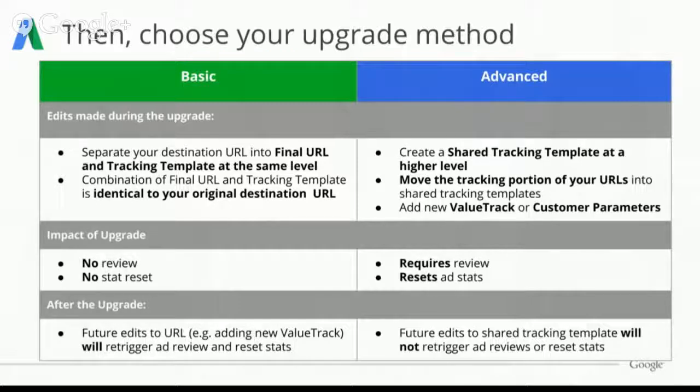Alternatively, we have the advanced upgrade option. With this option, we're actually going to create a shared tracking template. What we mean by a shared tracking template are the tracking templates available at the account, campaign, and ad group level because it applies to the URLs in that account, campaign, and ad group. What this process entails is we're going to be removing the tracking portion of your URL, let's say from your ad, and moving it up to a higher level so that it can be part of the shared tracking template.